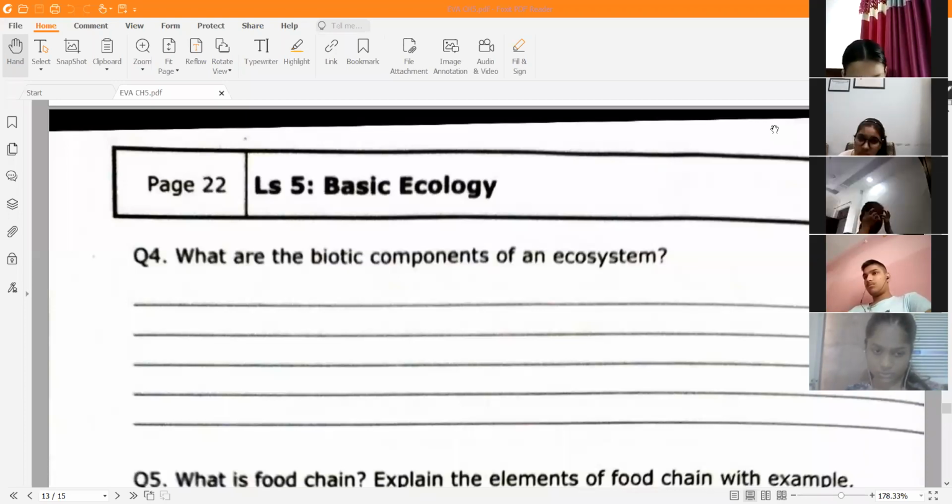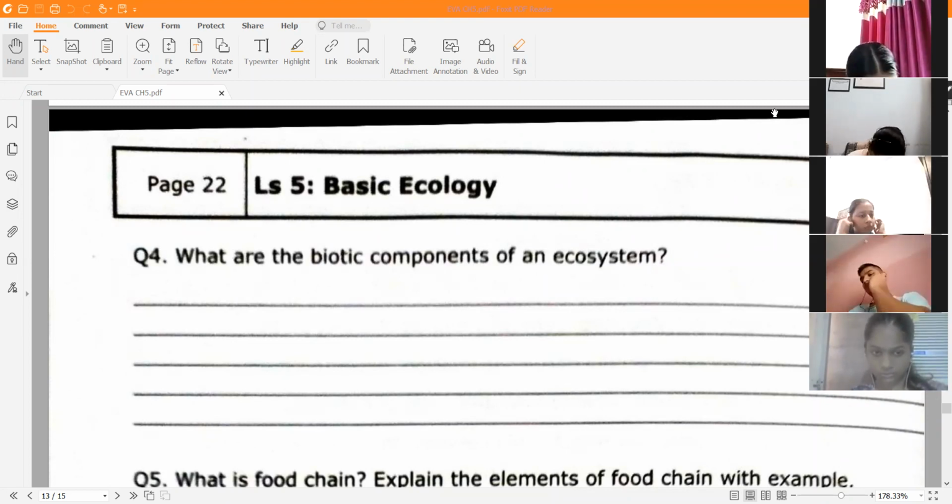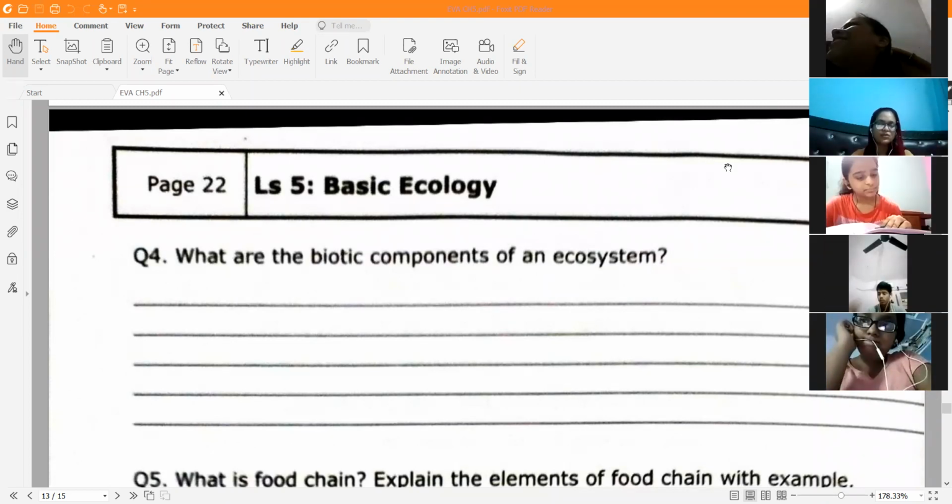You will have to at least explain this much, because I know such a question would come at least of 3 marks, not less than that. So you will talk about the plants, animals, producers, consumers, and decomposers, and then you will talk one line about each.